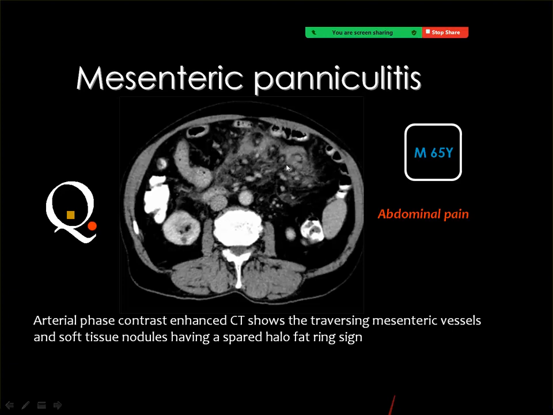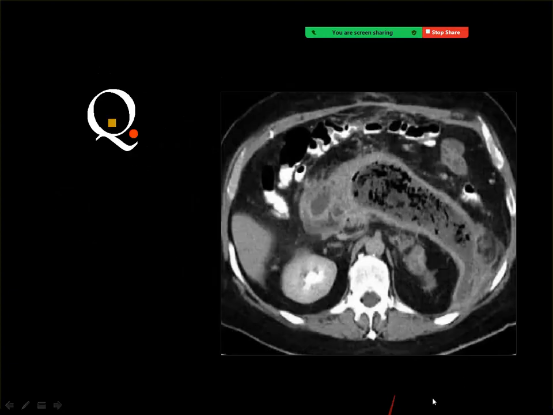The layer of fat that is spared around the mesenteric vessel is one of the diagnostic criteria of mesenteric panniculitis, and is known as the fat halo sign or the fat ring sign.